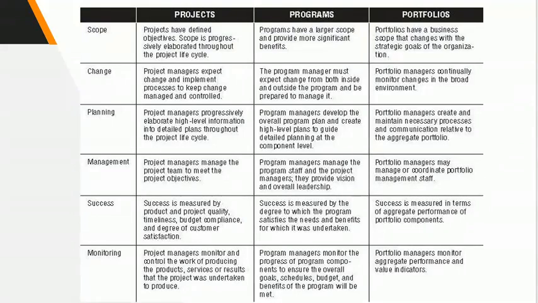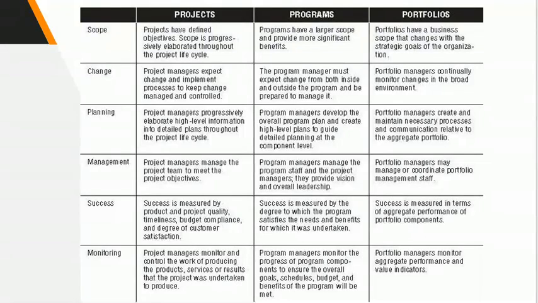Talking about management of projects, programs and portfolios, project managers manage the project team to meet the project objectives. Similarly, program managers manage the managers to ensure that program benefits are delivered. In a portfolio, the portfolio managers manage and coordinate the portfolio management staff, and the program or project staff that have reporting responsibilities to the aggregate portfolio. When we are talking about monitoring in projects, the project managers monitor and control the work of producing the products, services and results. Whereas in a program, managers monitor the progress of program components to ensure the overall goals, schedules and budget. And portfolio managers monitor strategic changes, aggregate resource allocation, performance results and risk of the portfolio.